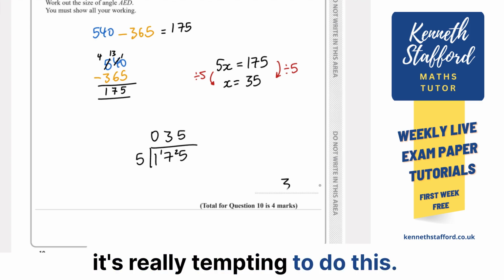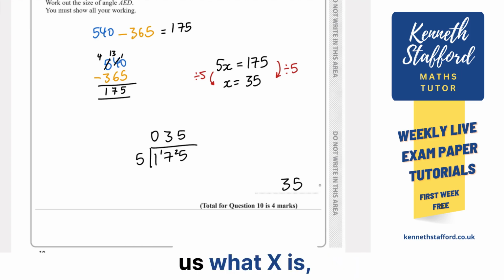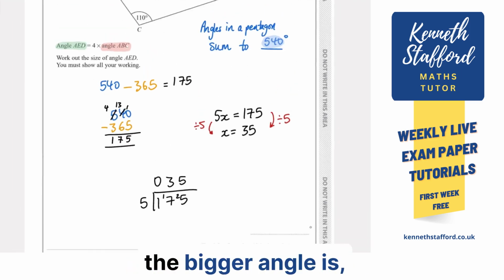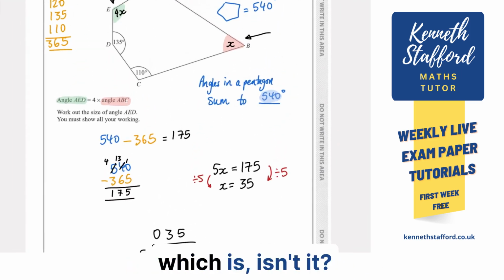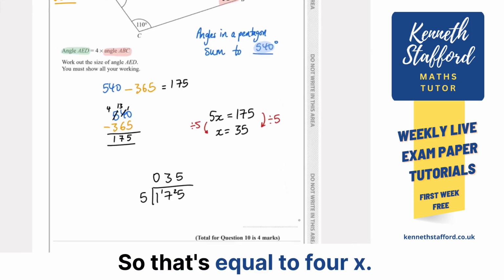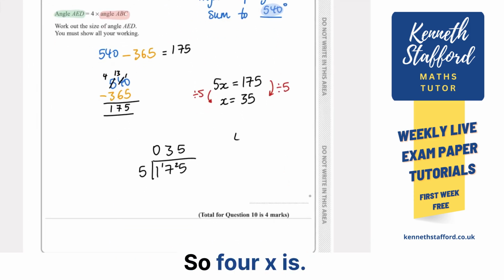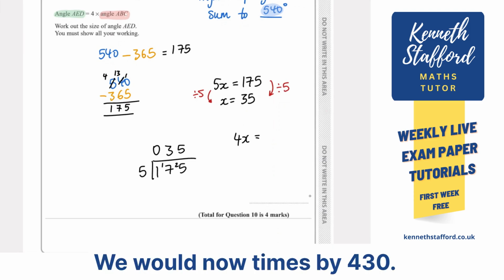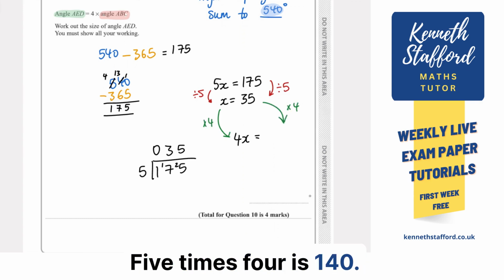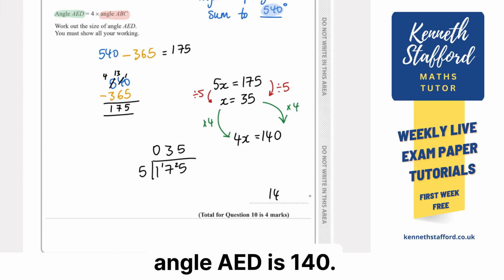Now, it's really tempting to do this. I do this all the time. It might not be asking us what x is. It might be asking us what the bigger angle is, which it is, isn't it? It was always asking us what angle AED is. So that's equal to 4x. So 4x is, we would now times by 4. 35 times 4 is 140. So the biggest angle, angle AED, is 140.